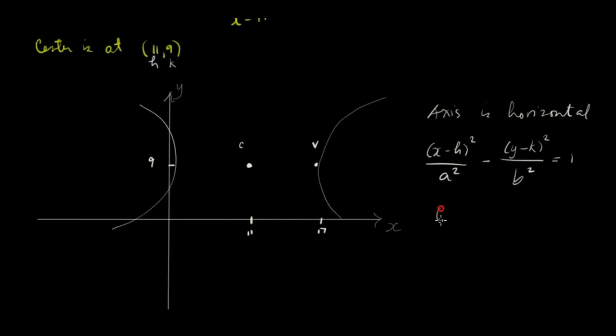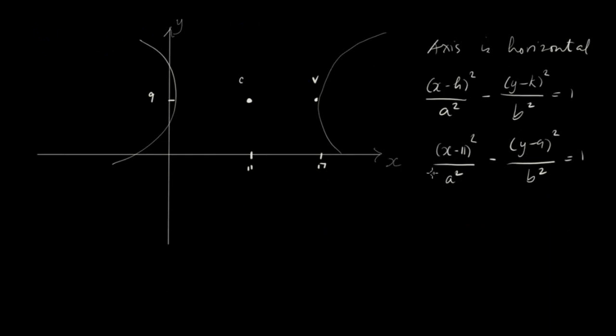So, we have (x minus 11) squared over a squared minus (y minus 9) squared over b squared equals 1. Problem is, we can solve for a. Actually, hindi pala problema. We can solve for a. Yung problema pala natin yung b. So, we can solve for a.